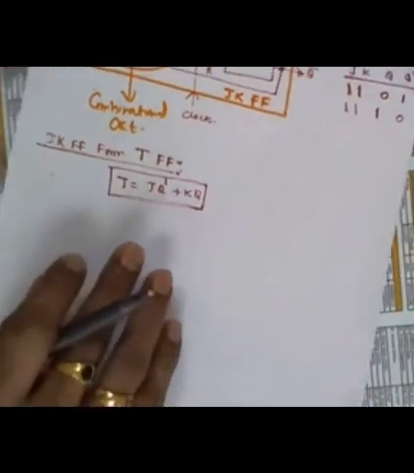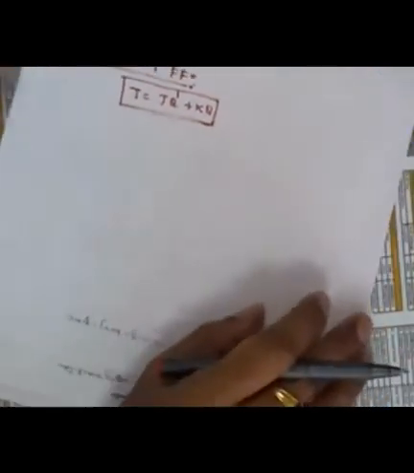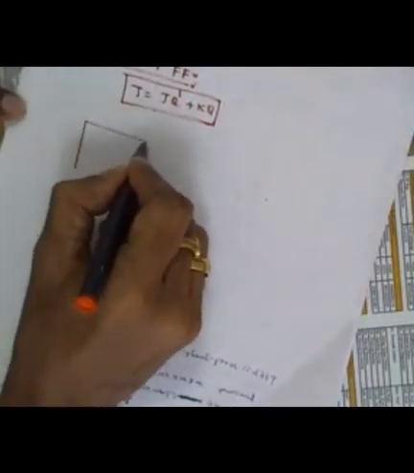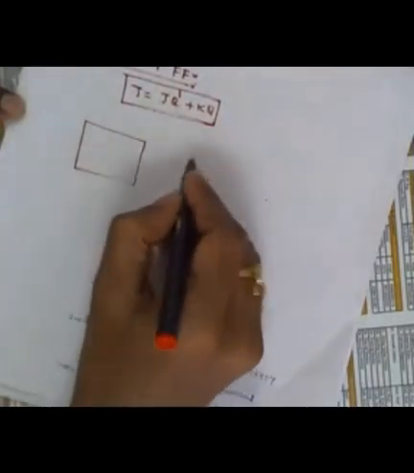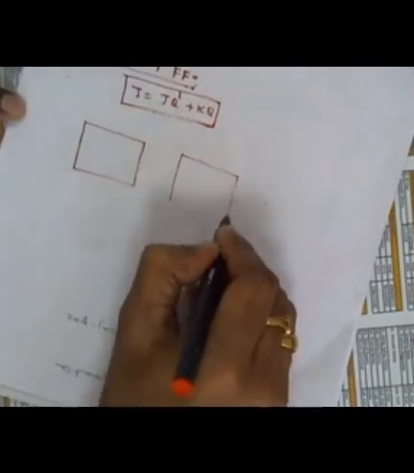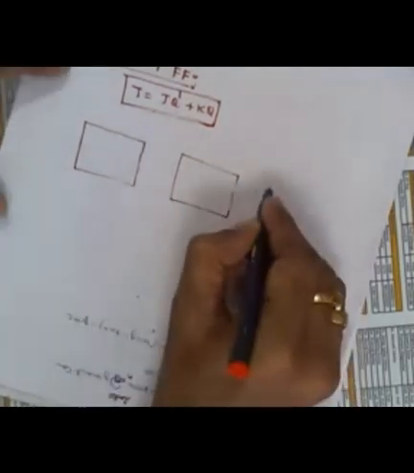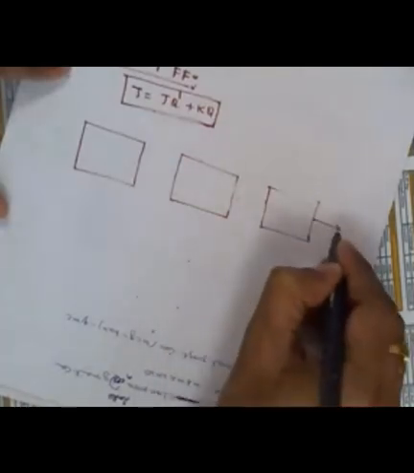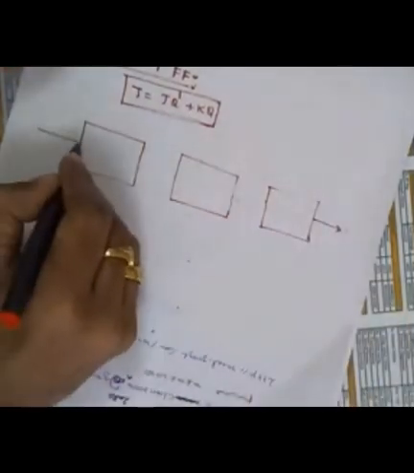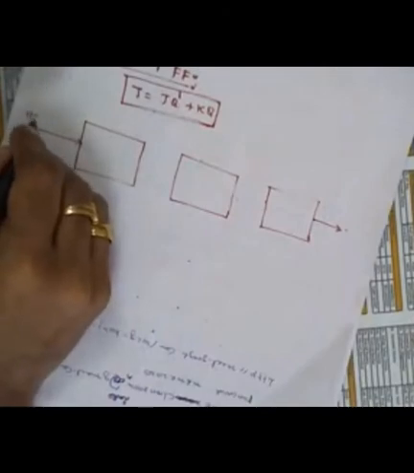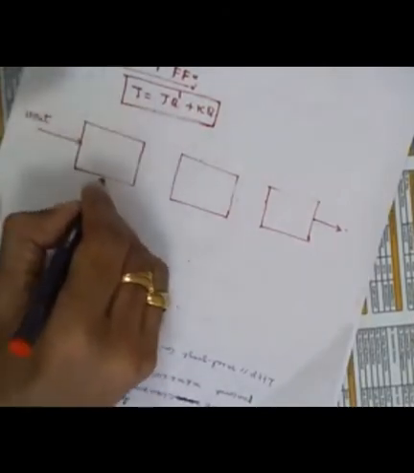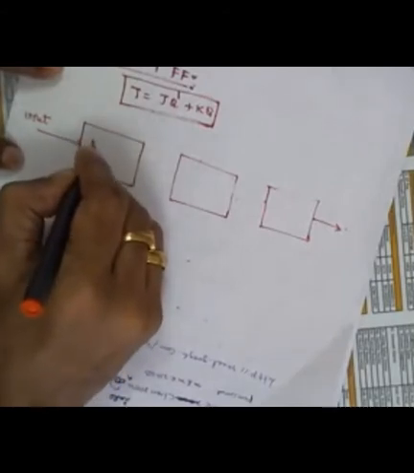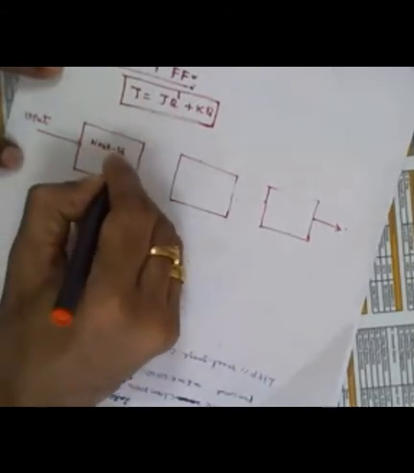So in that case, the structure will be something like this. This is a combinational circuit, right? Then some flip-flop, then again one combinational circuit, and then here the output. It is something like that. Here our input. This combinational circuit is actually called the next state generating function.